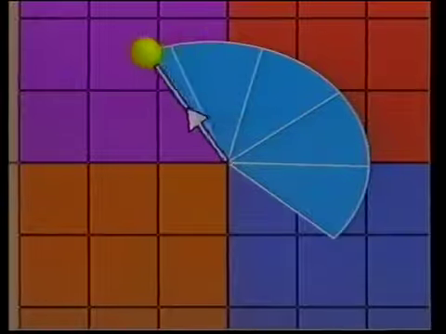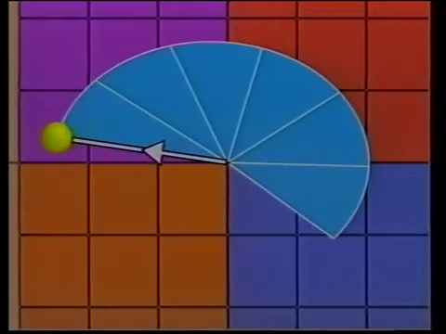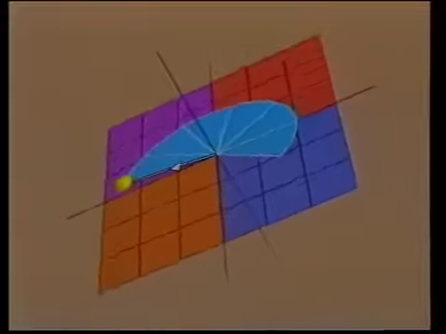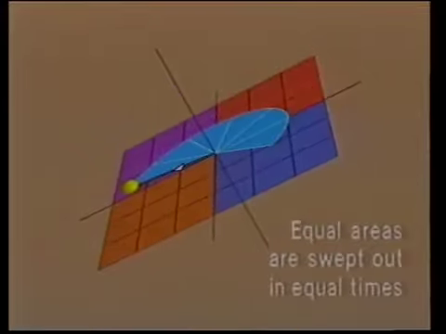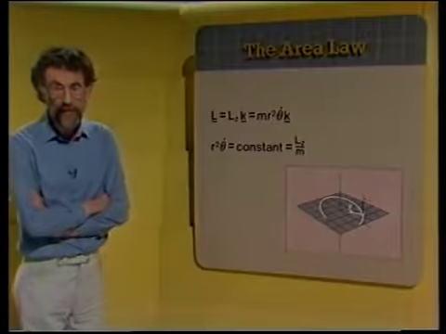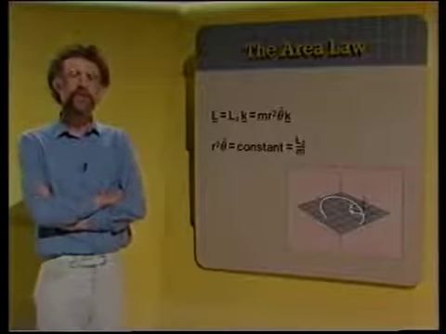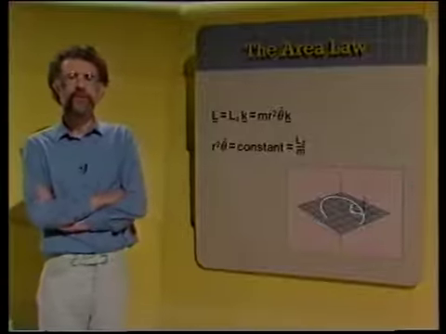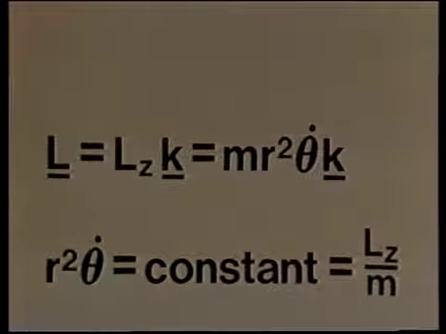As the particle moves, its position vector sweeps out areas. What Kepler said is that the rate at which the position vector sweeps out area is constant. In other words, equal areas are swept out in equal times. So the area law, which Kepler discovered for planetary motion, is actually true for motion under any central force. That's because it's equivalent to the fact that r squared theta dot is constant.